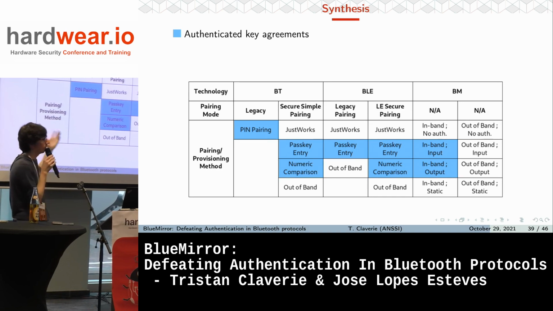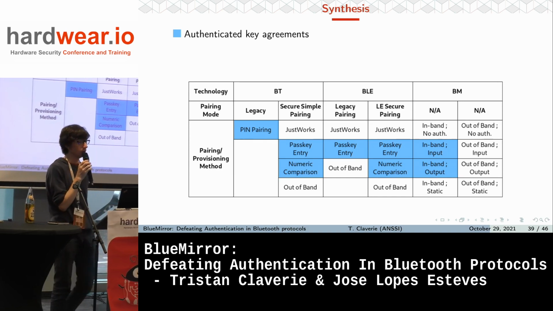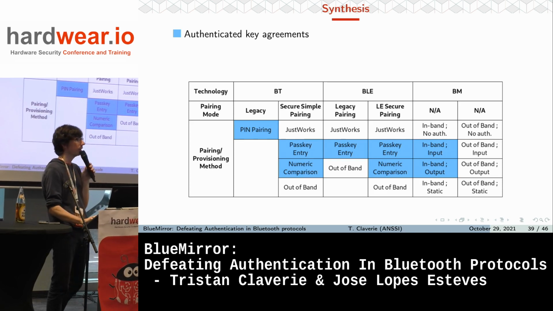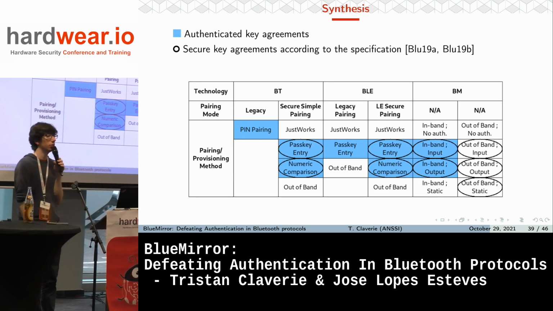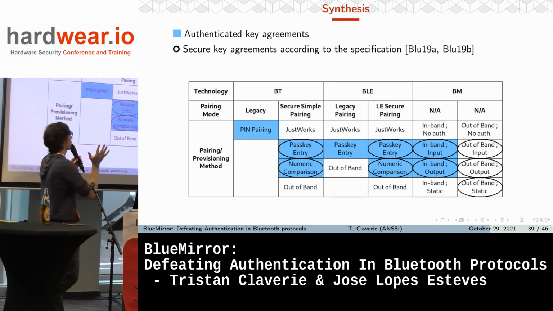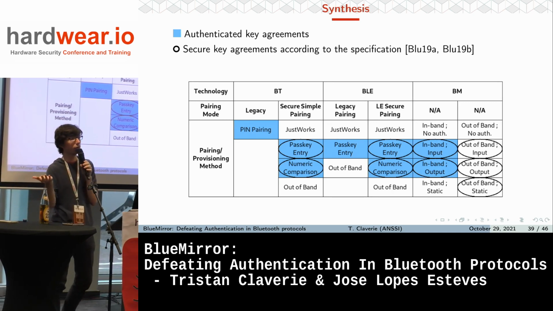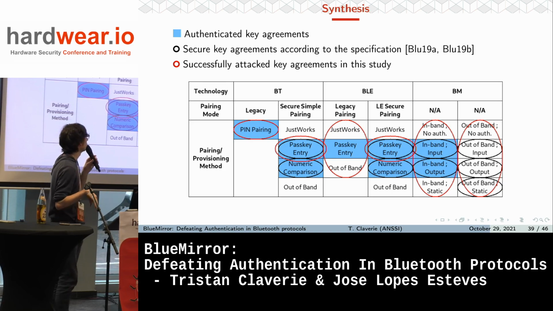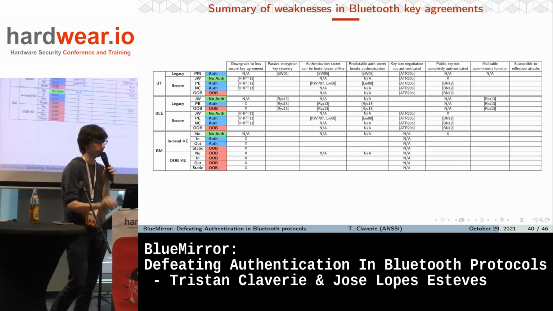If we take our table with the 20 key agreements, so we have our key agreements. In blue are the authenticated key agreements. In black circles are the key agreements that are considered secure according to the specification. And in red are the key agreements that were successfully attacked in this study.